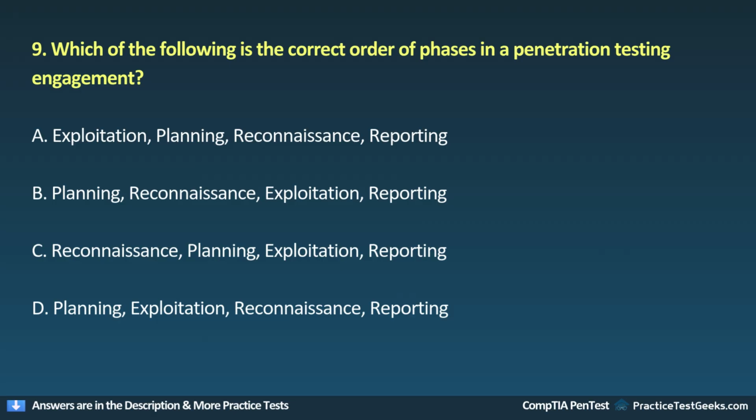9. Which of the following is the correct order of phases in a penetration testing engagement? A. Exploitation, planning, reconnaissance, reporting. B. Planning, reconnaissance, exploitation, reporting. C. Reconnaissance, planning, exploitation, reporting. D. Planning, exploitation, reconnaissance, reporting.